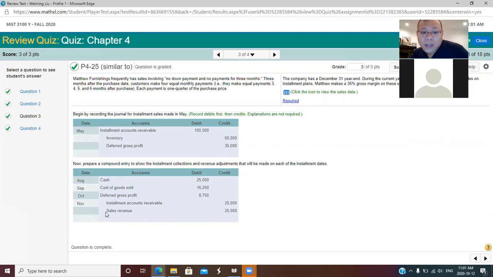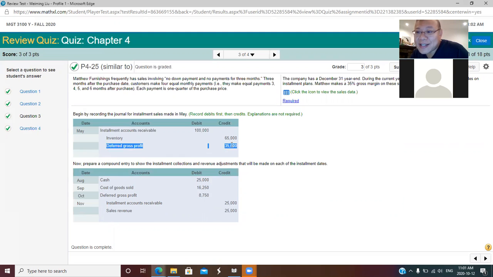So the sales revenue is 25,000. 65% of this should be the cost of goods sold, that's the 16,250. And the remainder is 8,750. That's your realized gross profit, right? So when you realize the gross profit, you're gonna reduce this.